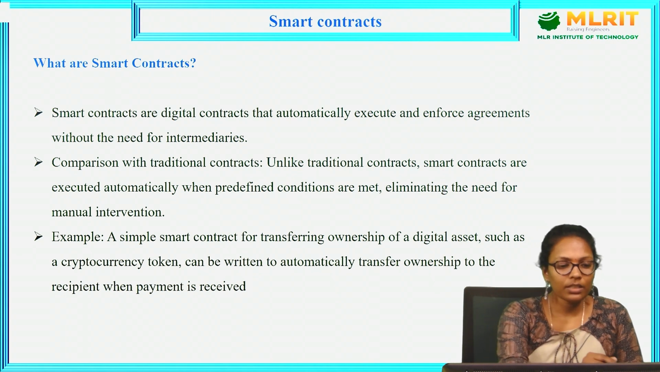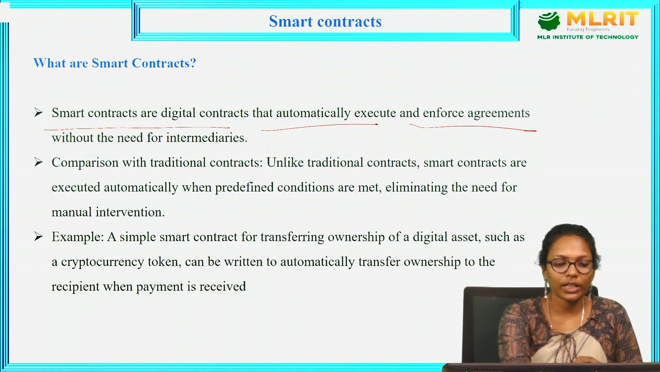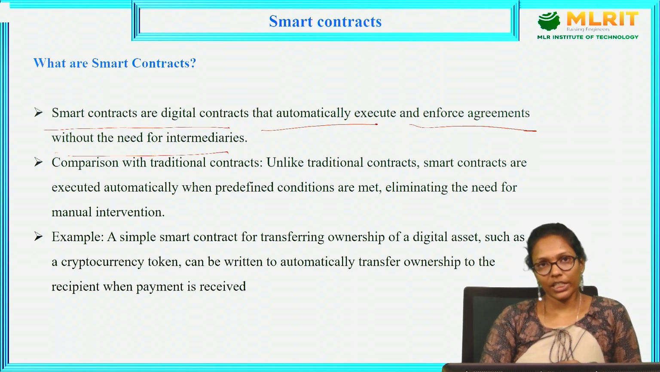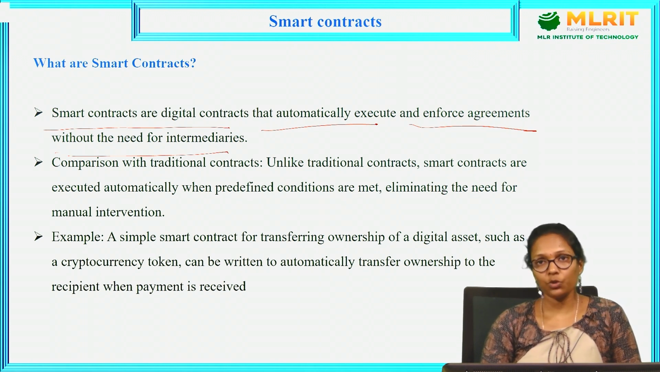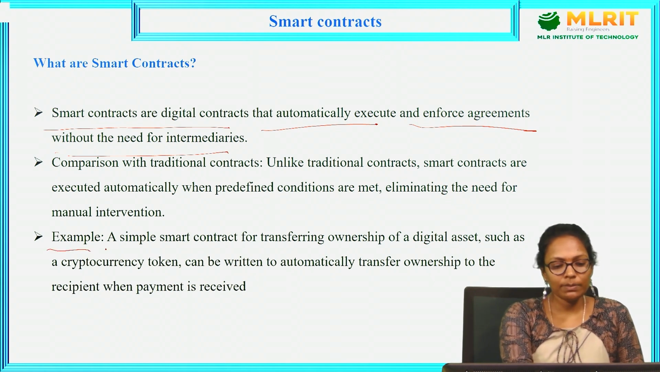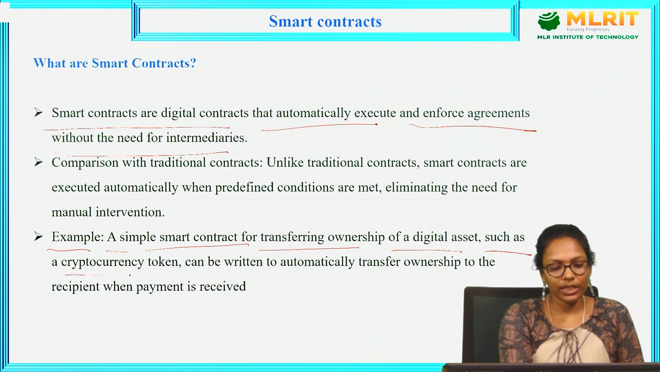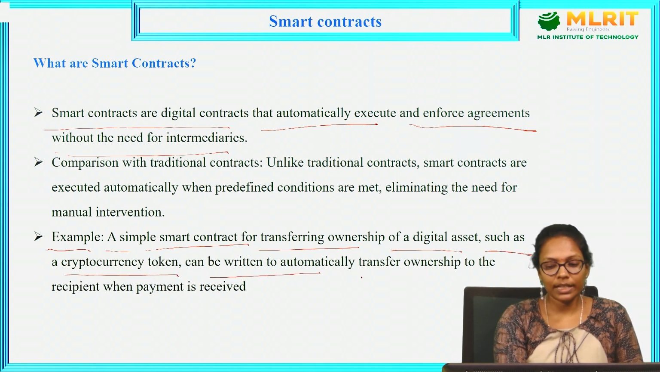As we discussed, smart contracts are nothing but digital contracts that automatically execute and enforce agreements without the need for intermediaries. Coming to the comparison with traditional contracts: in traditional contracts, explicitly the person has to execute it, the person has to perform the action, whereas in a smart contract we don't need an intermediary, it will execute automatically. Coming to the example, a simple smart contract for transferring ownership of a digital asset such as a cryptocurrency token can be written to automatically transfer ownership to the recipient when payment is received.